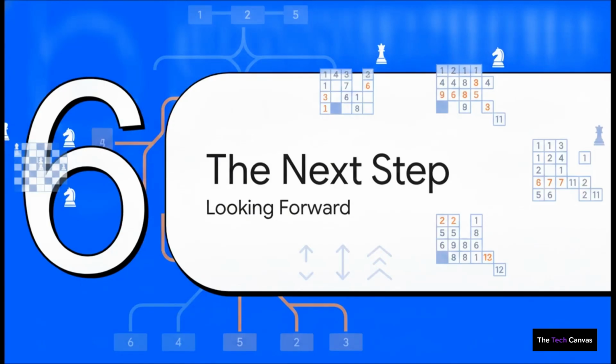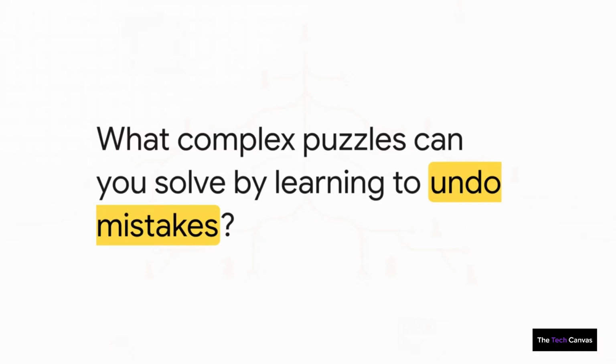Chapter 6. The next step. We've built upon our previous explainer on plain recursion, and you can really start to see how this is all building toward a full series on how algorithms actually think and make complex decisions. If algorithms can learn to intentionally undo their mistakes to find the right path, what complex puzzles can you solve by applying that exact same logic?